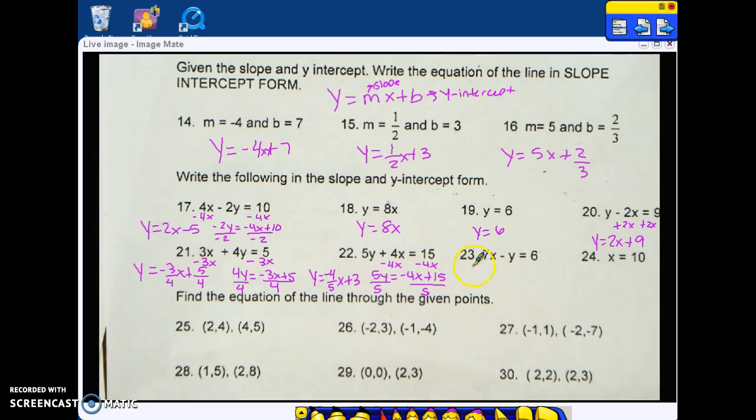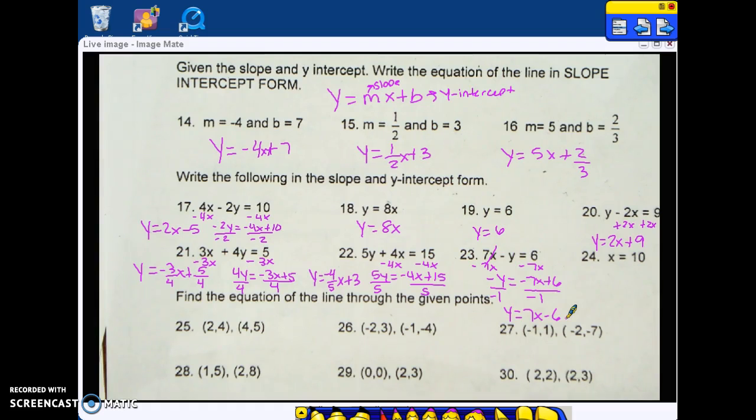For number 23, to get y by itself, I subtract 7x. 7x minus 7x leaves me with -y. I cannot have a negative y, so I have to divide by the coefficient of -1 on both sides. That leaves me with y equals 7x minus 6.